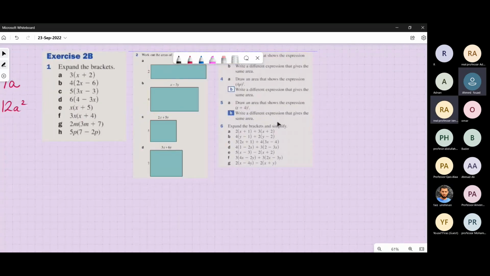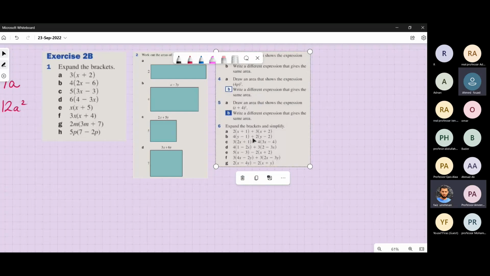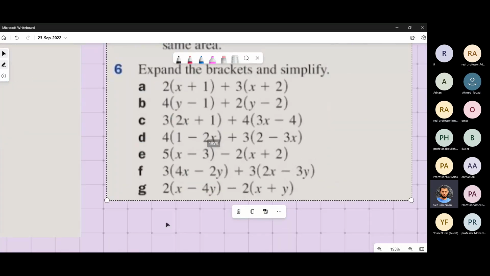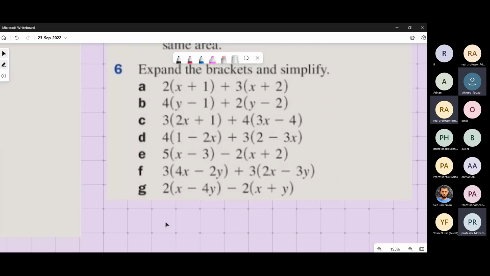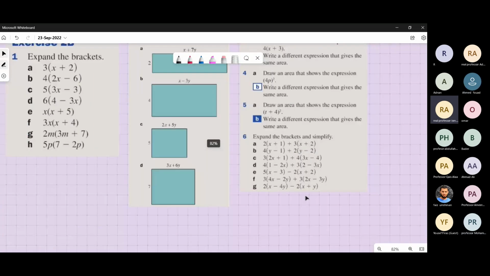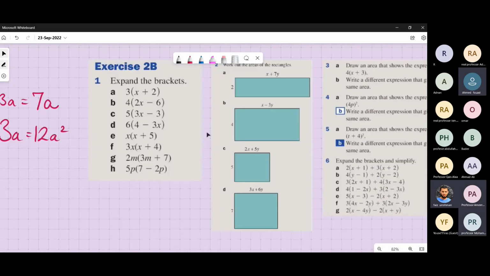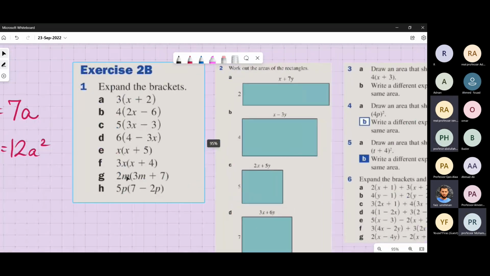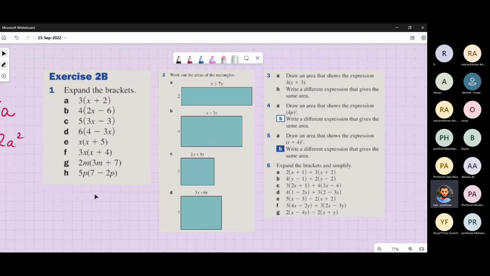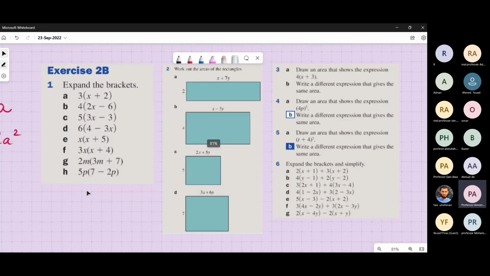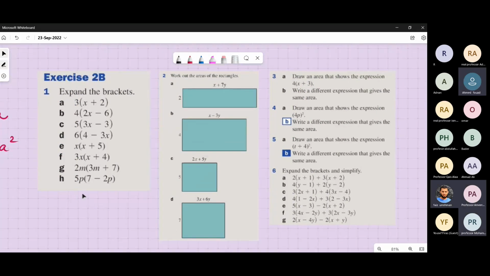Exercise one. Now look at question number 6. How beautiful is this? It's so easy. Masha'Allah, very beautiful. Please do the copy in the proper way. Don't do the copy in an improper way.